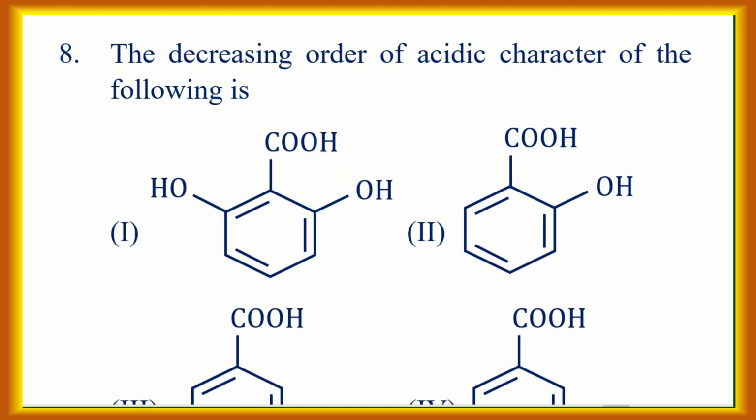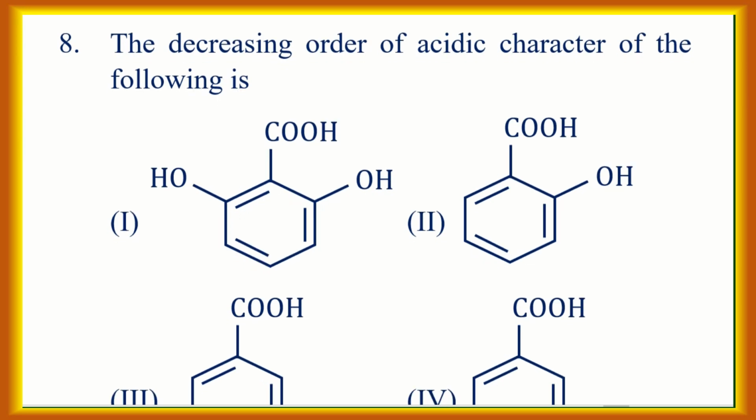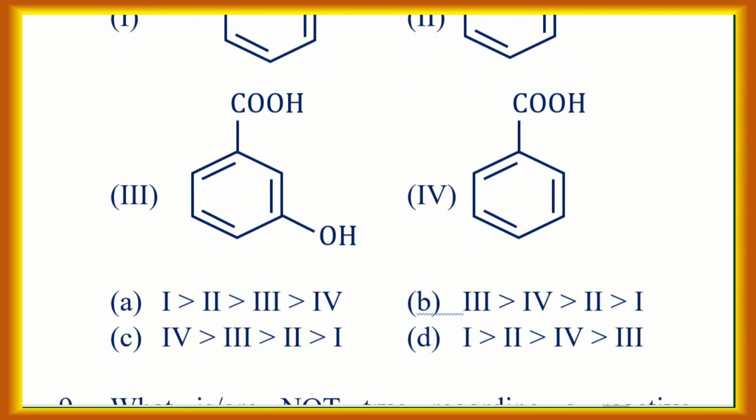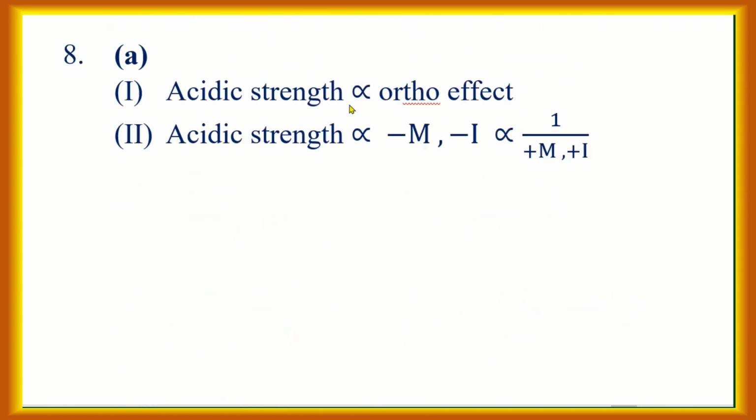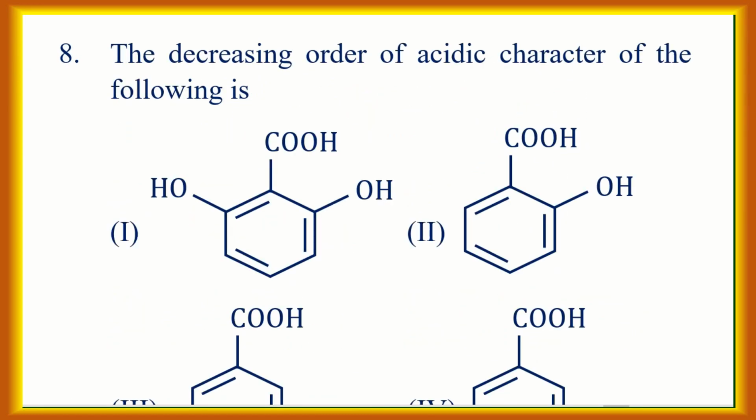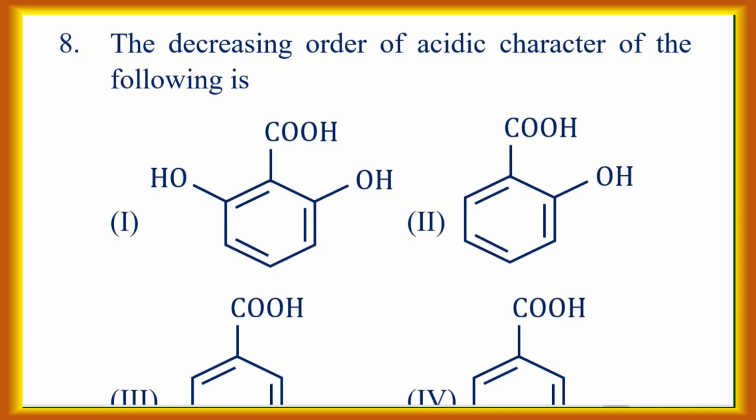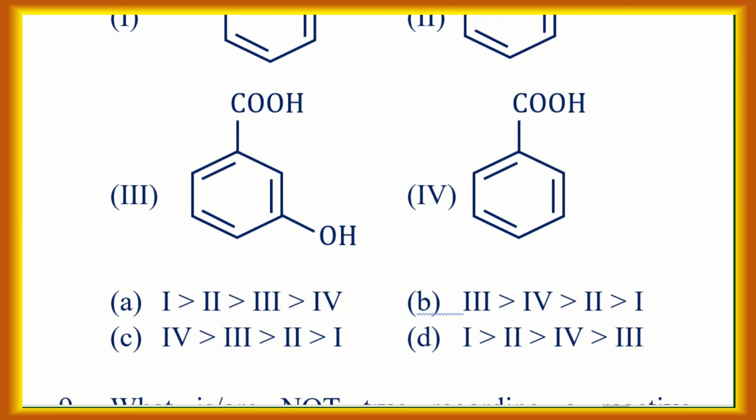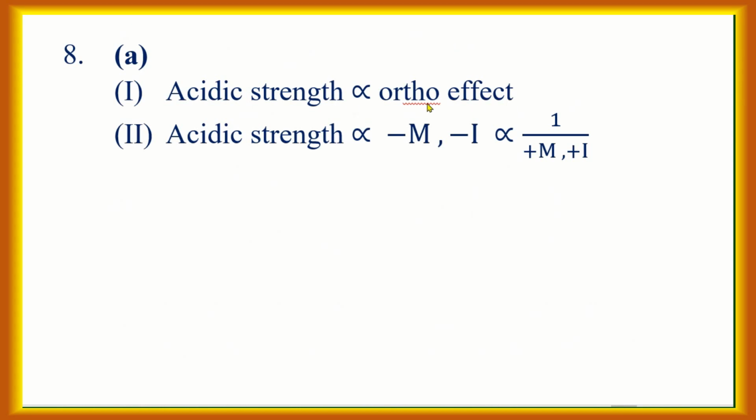And next, question 8. The decreasing order of acidic character of the following. Here the options are given, and the solution is A. Now back to the question: A is 1 more acidic than 2, then 3, then 4. Why? Acidic strength is directly proportional to the ortho effect and to the minus I effect and minus M effect, and inversely proportional to the plus M effect and plus I effect. So it is clear now, and the answer is A.